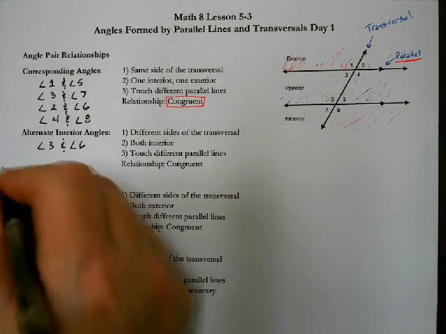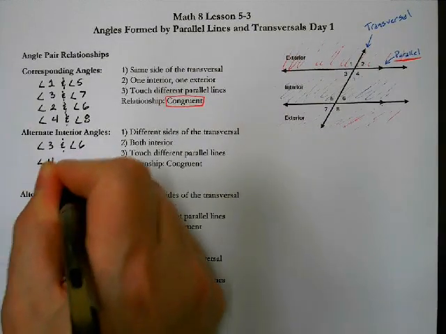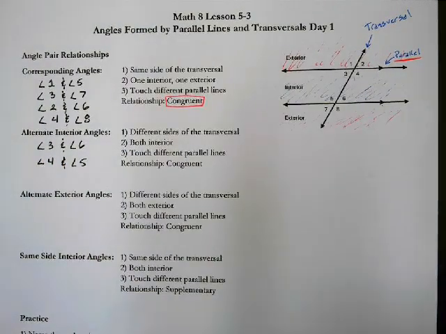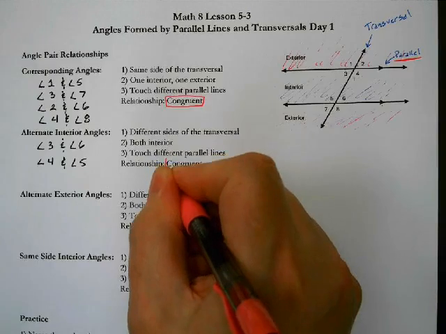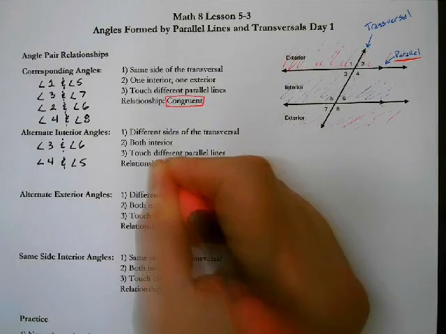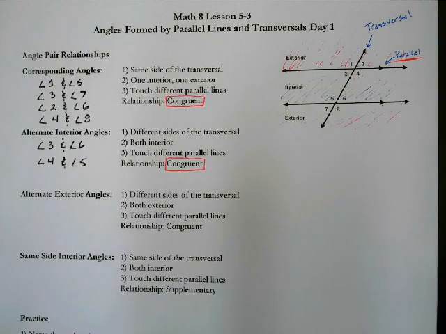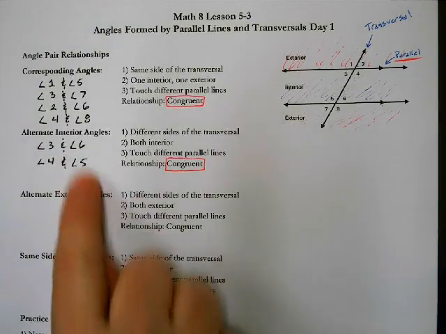So angle 4 and angle 5. Now, also the important thing about alternate interior angles is they are always going to be congruent to each other if the lines are parallel. So they're going to have the same measurement.